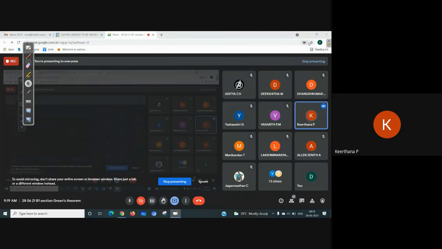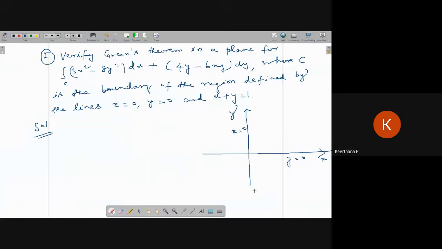Substitute x equals 0 and y equals 1. Okay, and y equals 0, x equals 1. So it comes like a slope. Yeah, it's looking okay. It's correct. So this is the line x plus y equal to 1.